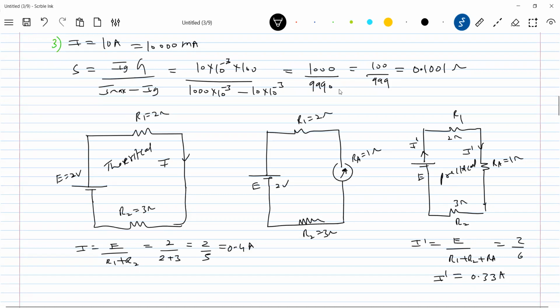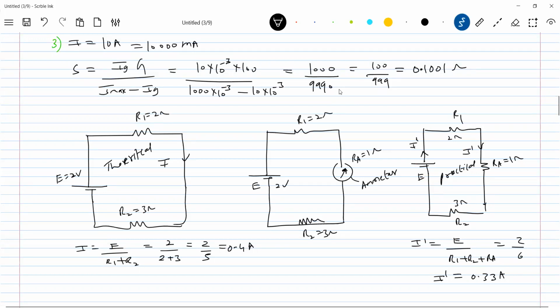So is there any error? Yes, there's error. So what is the error? 0.33 minus 0.4, that's the error. So tell me, what is the problem now? What is the purpose of the ammeter? Why did we bring the ammeter? To measure current. The very measuring instrument itself will introduce error.